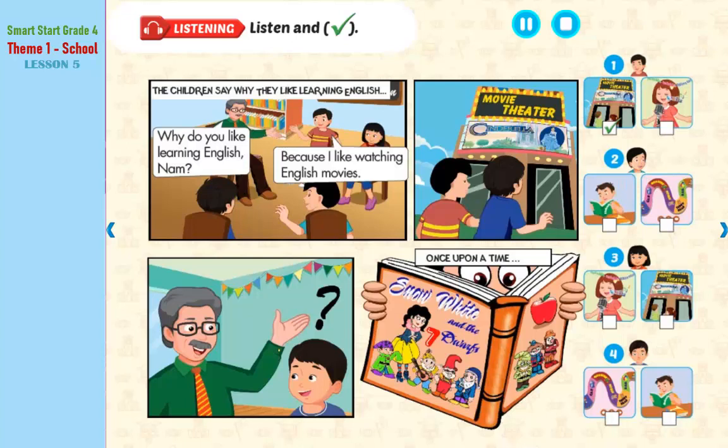2. My turn, teacher. Yes, Kang. Why do you like learning English? Because I like playing English games. 3. How about you, Lin? Why do you like learning English? Because I like singing English songs. 4. Why do you like learning English, Vin? Because I like reading English stories. Really? Wow! Once upon a time.